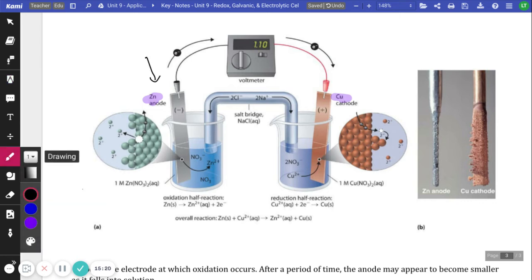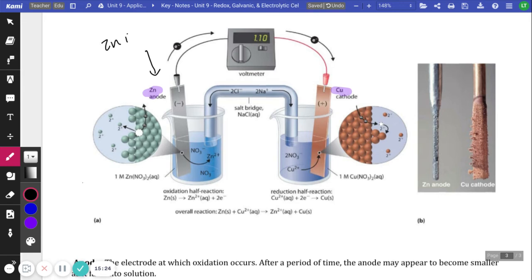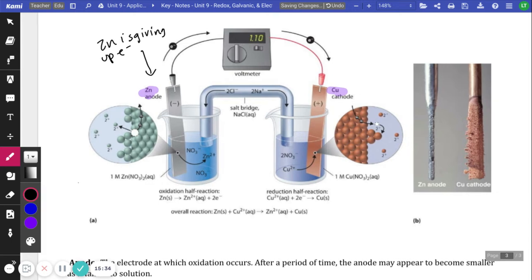All right, so what's happening, we can see that zinc is giving up those electrons. And we can see that because the electrons are flowing from the zinc. So zinc is giving up electrons, or zinc is being oxidized. All right, and then copper is taking in those electrons. So zinc is giving up those electrons, copper is taking in those electrons.